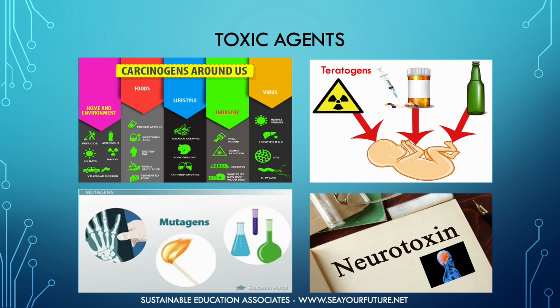Alcohol, recreational drugs, and mercury are all examples of teratogens that have been linked to birth defects. Neurotoxins are synthetic or artificial chemicals that affect the nervous system of living things. Pesticides that disrupt the normal functioning of the human endocrine system are examples.